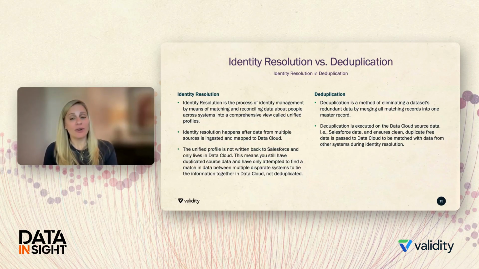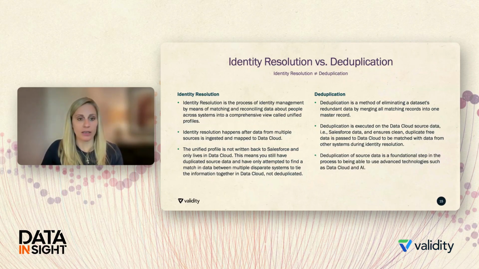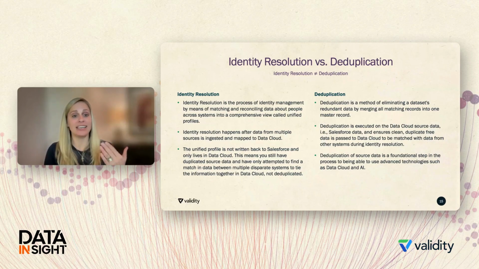Okay. The other thing to note here is that that unified profile is not going to be written back to Salesforce. It's going to stay in Data Cloud. So you don't have that information being transmitted back to the source systems. So again, the takeaway here is that deduplication of source data is a foundational step in the process of being able to use any advanced technology like AI or Data Cloud. The old adage, right? Garbage in, garbage out. You don't want to flood Data Cloud with garbage. You want to make sure that you're putting pristine, clean, well-managed data into Data Cloud so you get clean, pristine, and accurate ways to engage with the audience better.